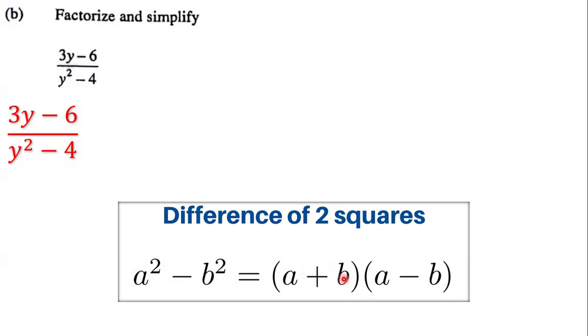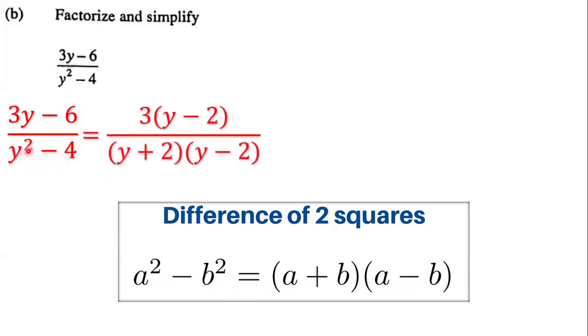And so the difference of two squares formula states that if you have a squared, take the square root of it, and that gives you a. If you have b squared, take the square root of it, and that gives you b. And all you have to do is add them and then subtract them. And so that's what we're going to do for this particular expression when we factorize it.